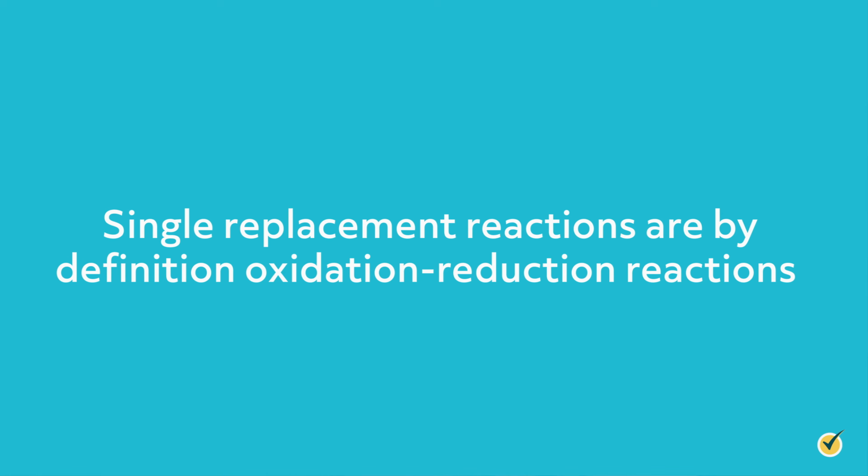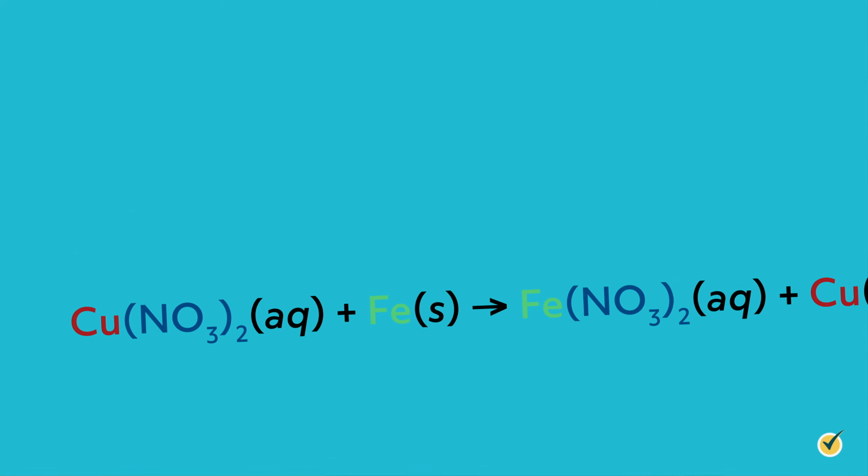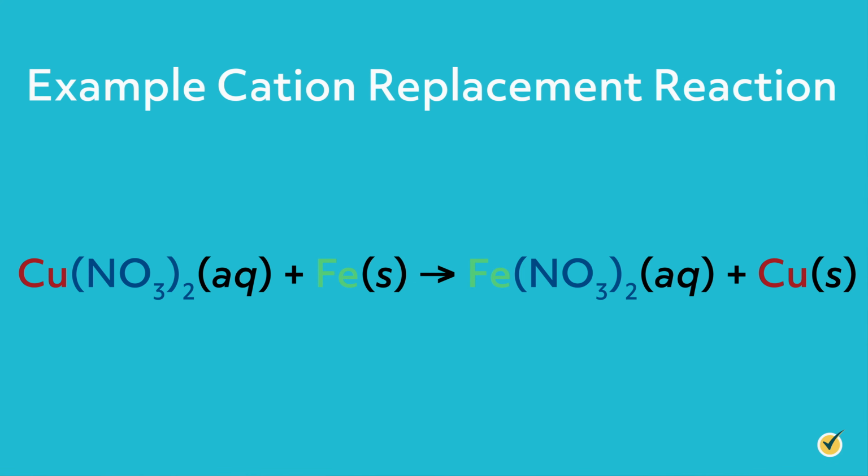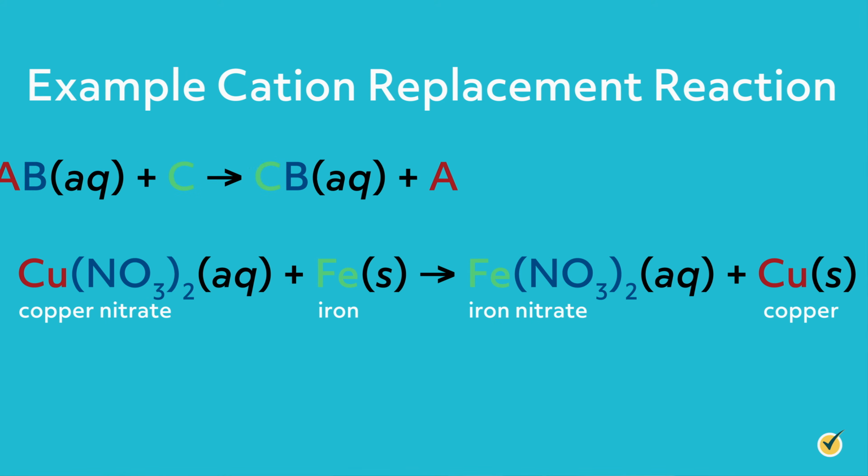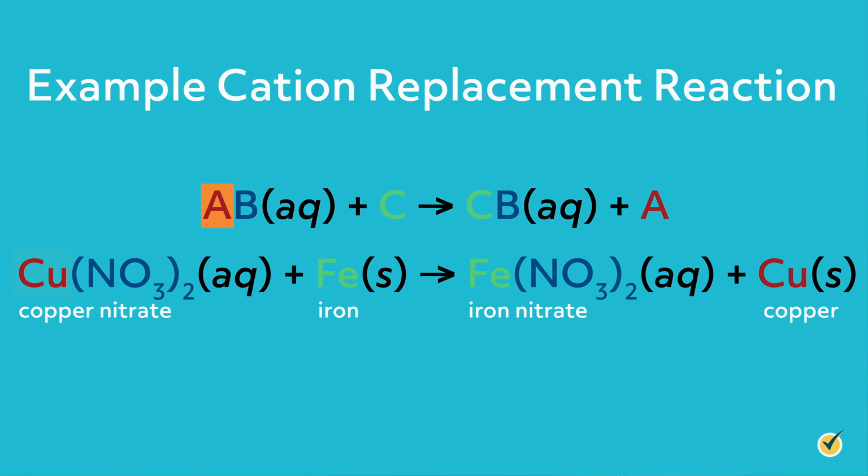To drive this point home, we'll assign oxidation states in some of our examples to follow the flow of electrons in the reaction. Let's dive in now and look at an example of a cation replacement reaction where solid iron reacts with a solution of copper nitrate to form solid copper and iron nitrate. Comparing the chemical equation to our generic equation for single replacement, A is a copper ion, B is a nitrate ion, and C is solid iron.